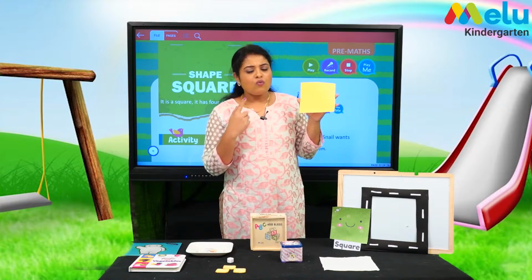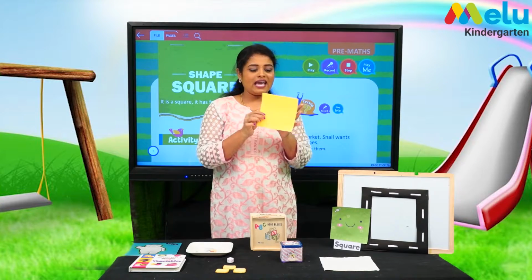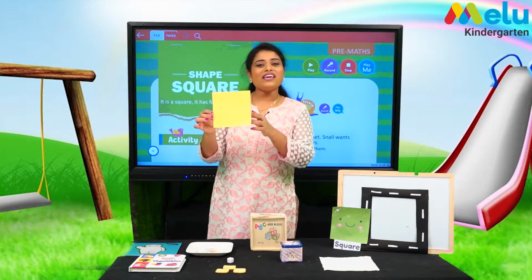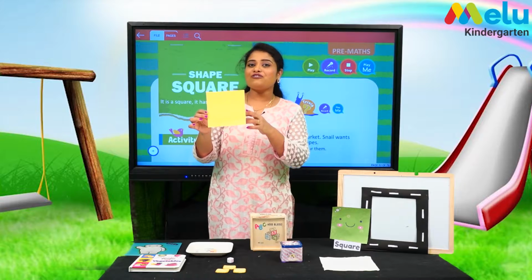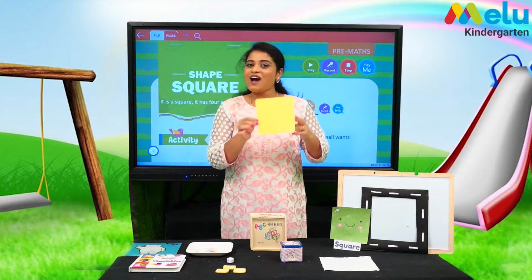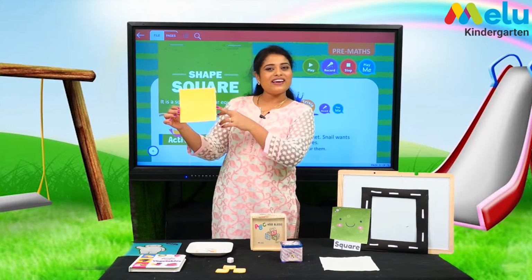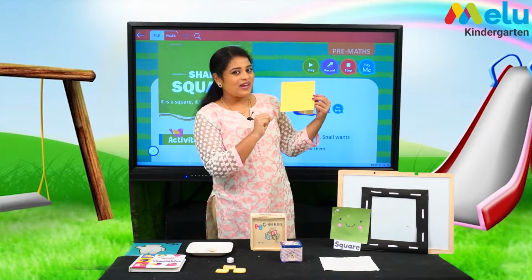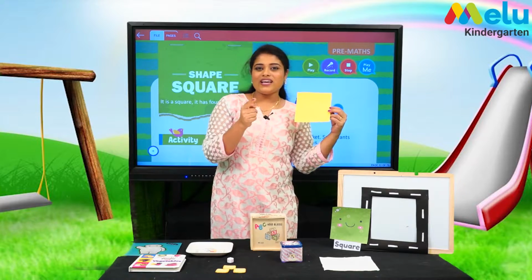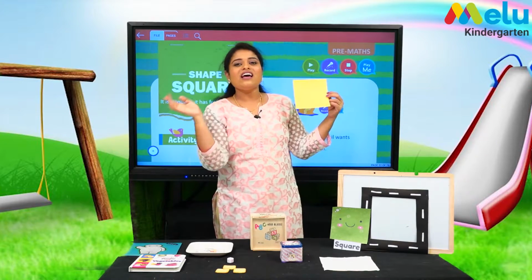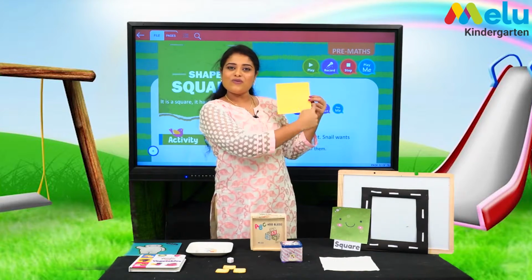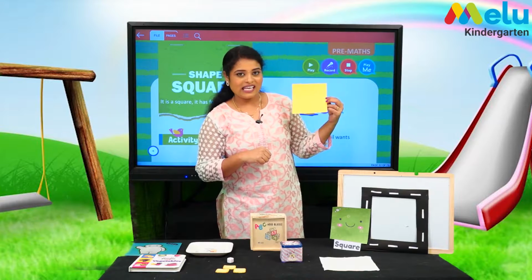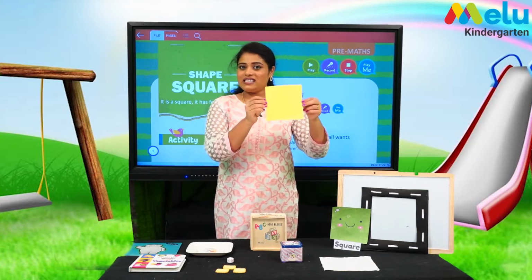Do you know what a square says? I'm a square, you can see me everywhere. I have 4 equal sides. I'm a square, I'm a square. Shall we sing again? I'm a square, I'm a square. You can see me everywhere. I have four equal sides. I'm a square, I'm a square.